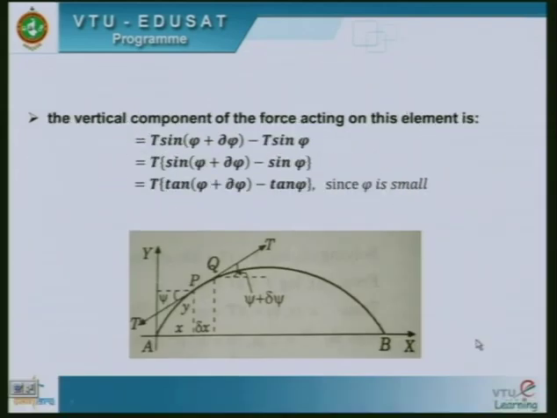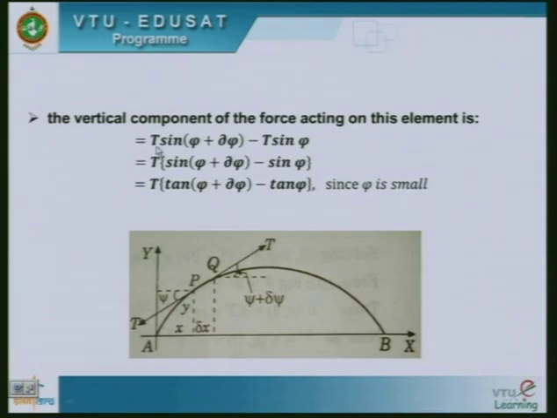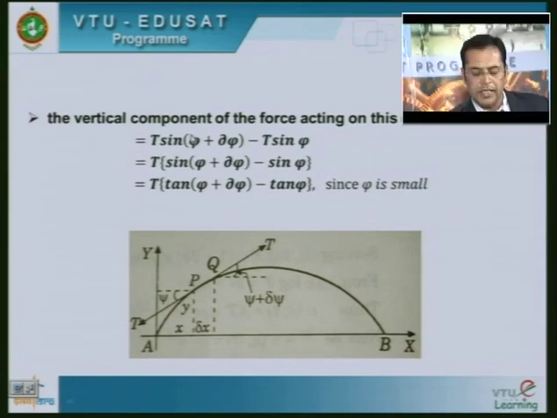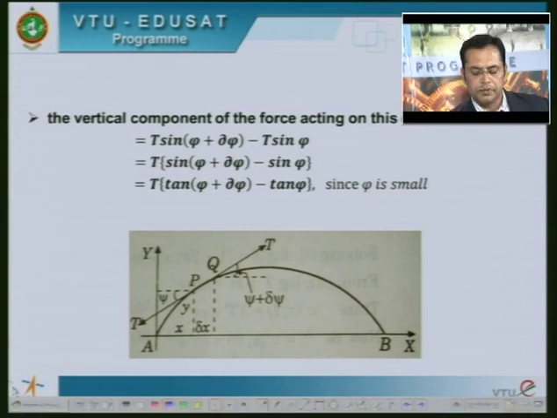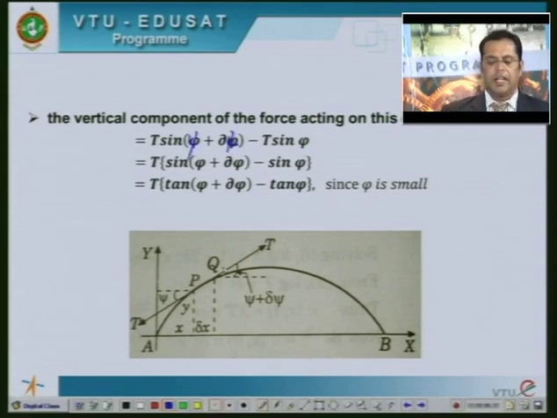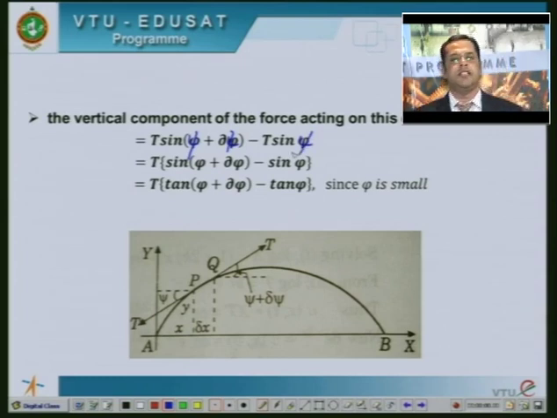Now, with these conditions, let us calculate the vertical component of the force acting on this element, and the vertical component of the force with a tension capital T, if you see the diagram, is capital T into sine of psi plus delta psi. You have this capital T sine (psi plus delta psi) minus capital T into sine psi.